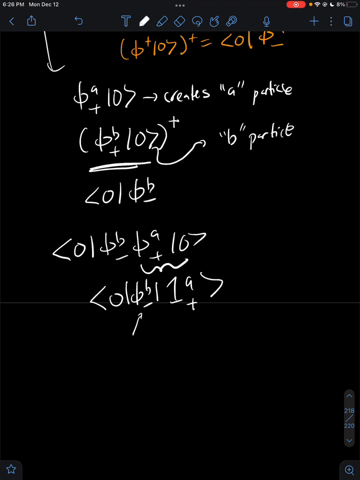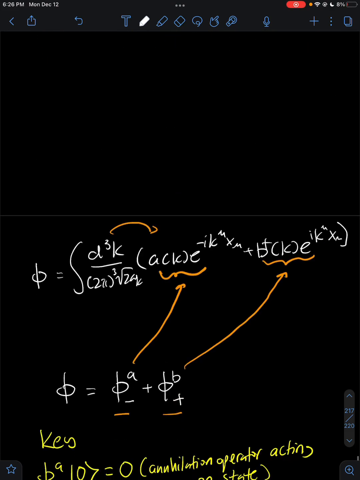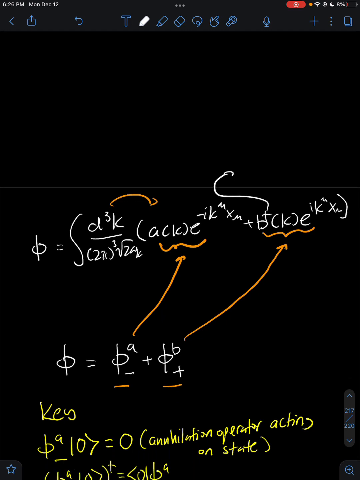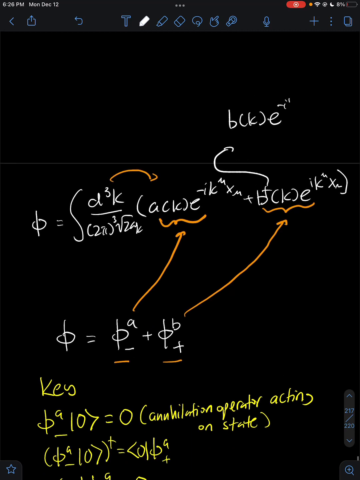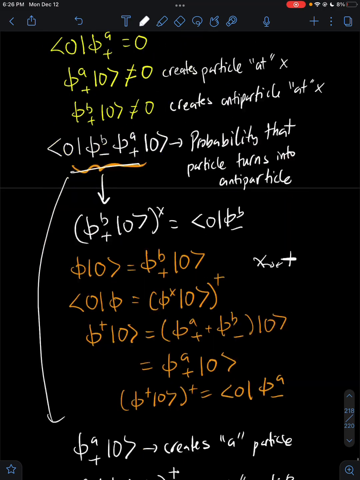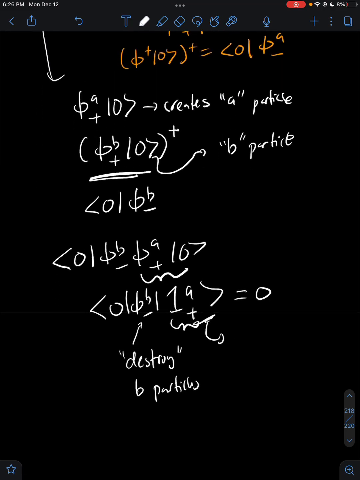This phi over here, it's phi B minus. It destroys the B particles. But since there are no B particles in this state, and it's trying to destroy B particles, we're going to get a 0 as a result. Again, we could just resort back to our expansion over here. We'd have something like B of k e to the minus i k mu x mu, and that would just be acting on this over here.